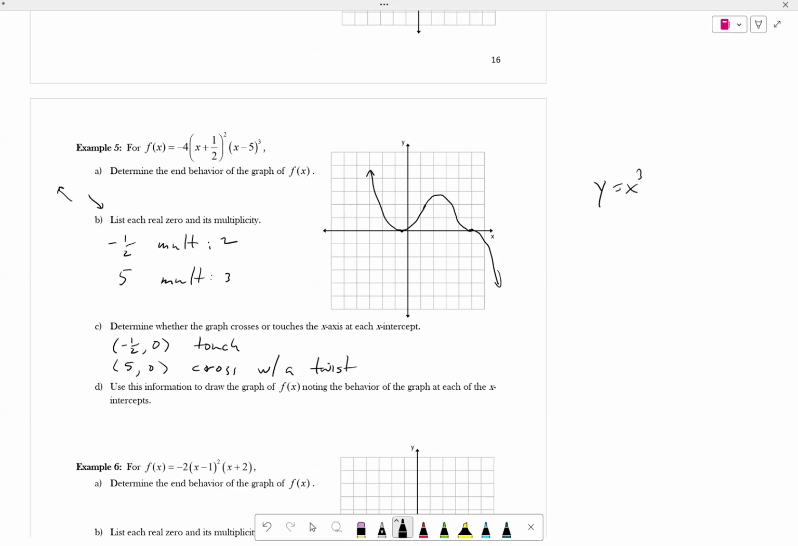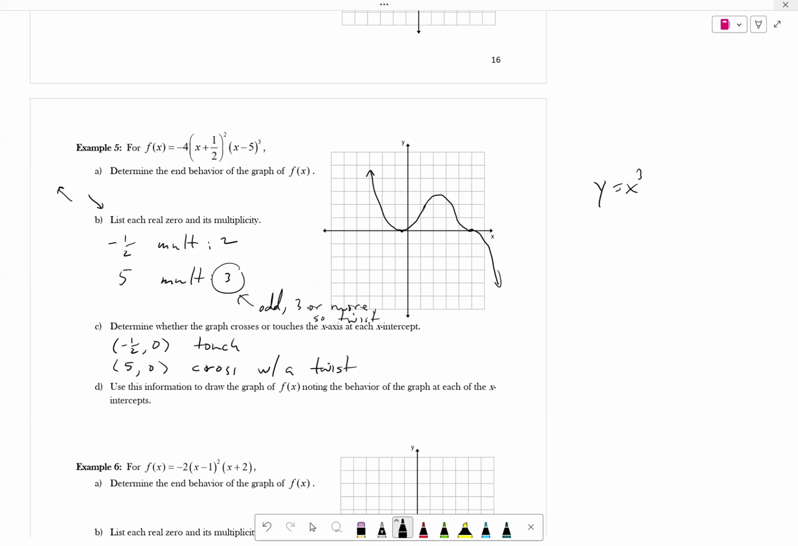Any questions? Yes. Would you repeat when there is a twist? Yeah, it's a twist because this is odd, greater than 1. I'll say odd, 3 or more. So in other words, the only time it crosses through without a twist is when it's a multiplicity of 1. Every other time it will have a twist.